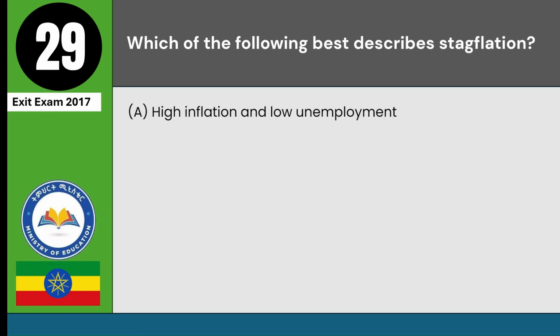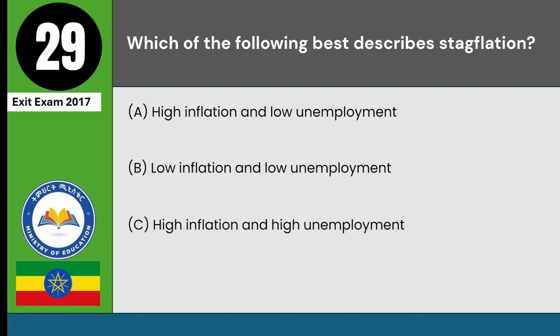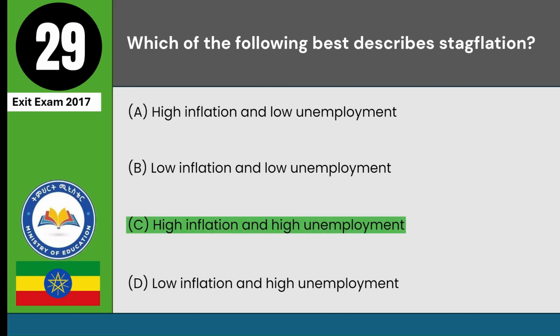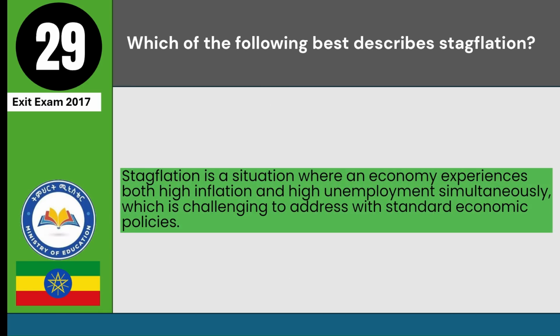Which of the following best describes stagflation? A. High inflation and low unemployment. B. Low inflation and low unemployment. C. High inflation and high unemployment. D. Low inflation and high unemployment. Answer: C. Stagflation is a situation where an economy experiences both high inflation and high unemployment simultaneously, which is challenging to address with standard economic policies.